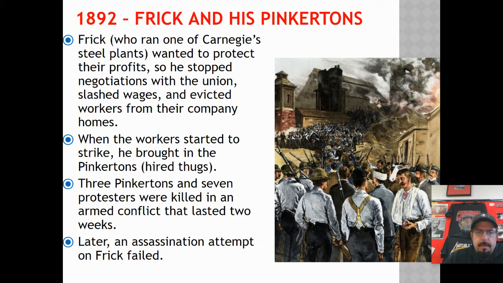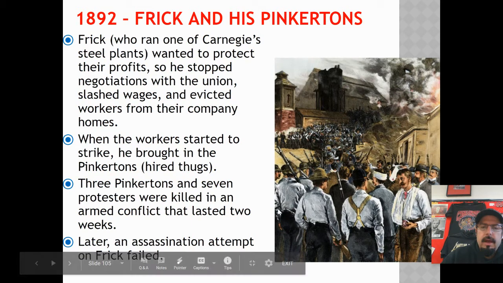And so, as you can see in this example, in 1892, a guy by the name of Frick, and this will be in your textbook, one of the workers under Andrew Carnegie, wanted to protect profits. So he stopped negotiations with the union, slashed wages, evicted workers from their company homes. When workers started to strike, Frick brought in hired thugs called Pinkertons. You might know Pinkertons from history. They were kind of like privately hired lawmen, like bounty hunters. Anyways, so there's that.